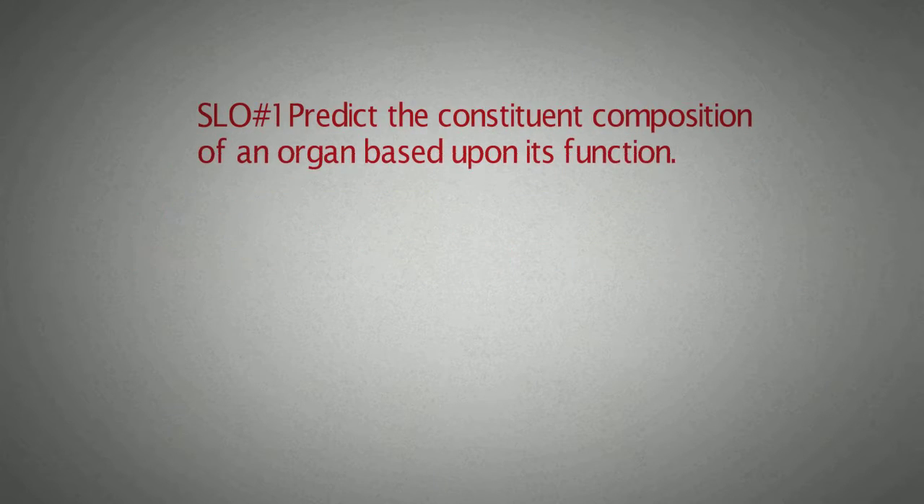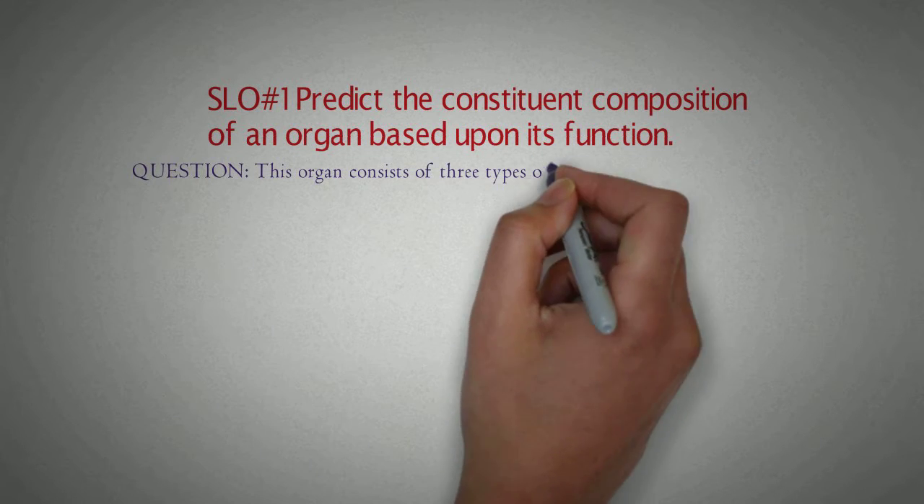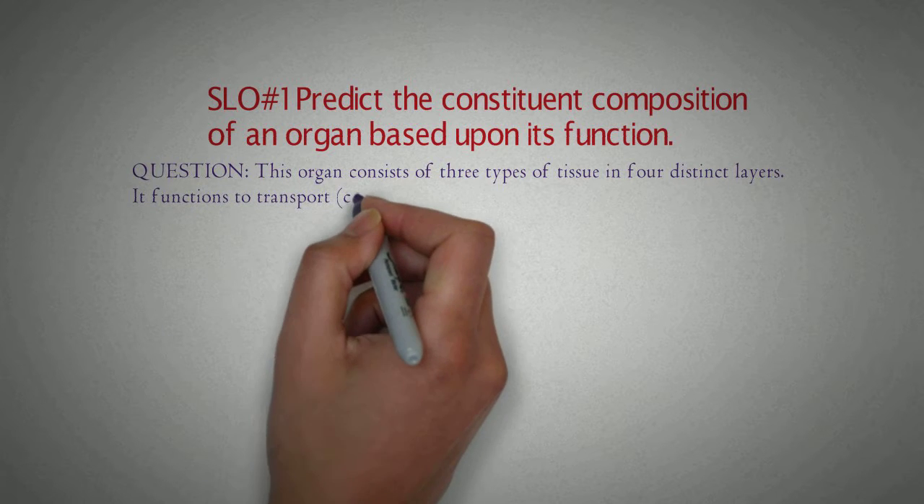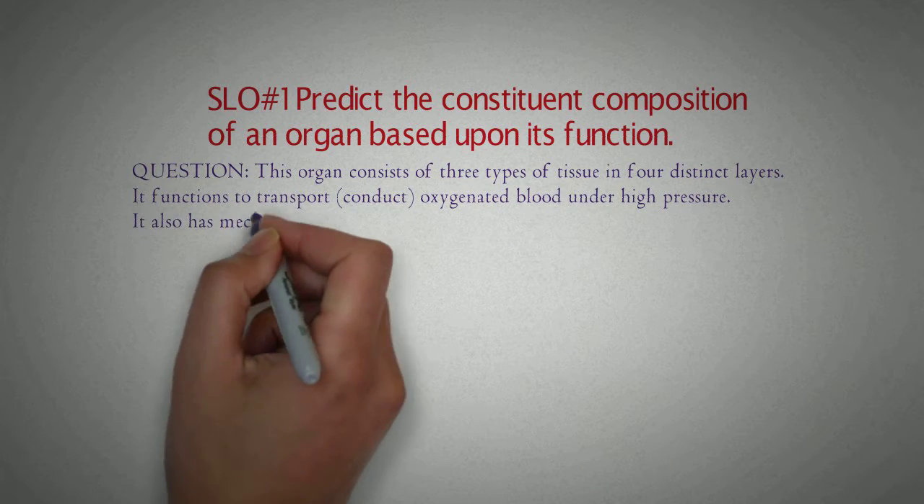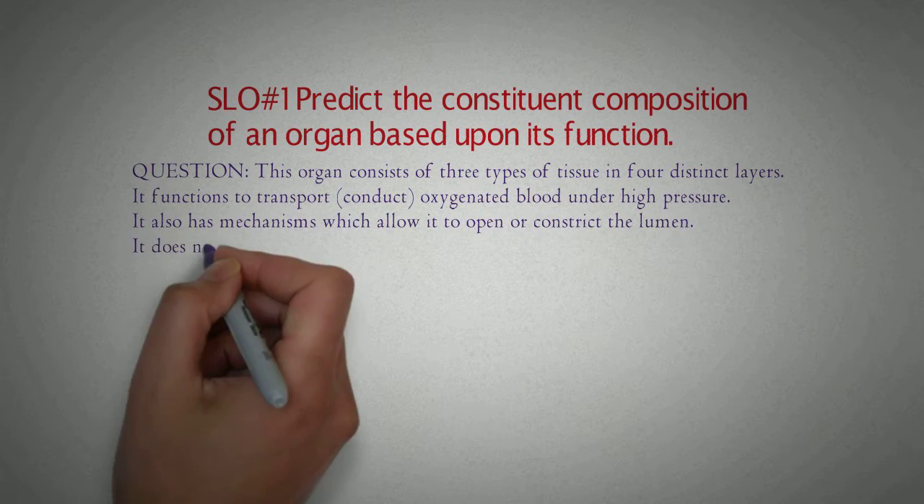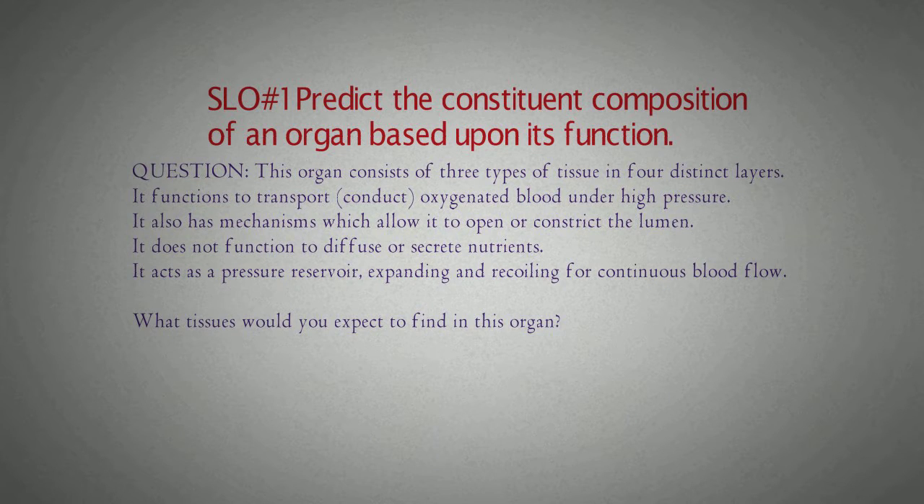So, here is your question. Predict the constituent composition of an organ based upon its function. So we'll go ahead and write out the question right here for you. But here is your task. You need to take this information and determine what kind of tissues are involved in this. Here's the organ, here's what it does, here are the functions.